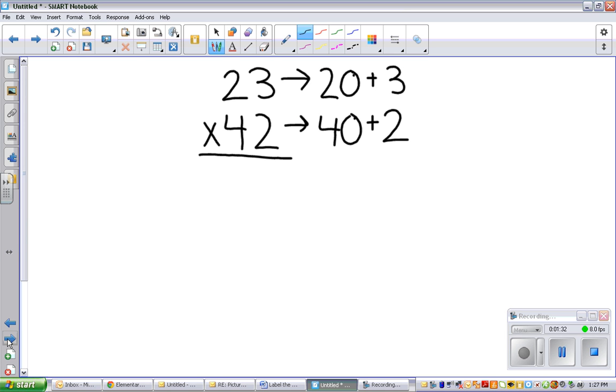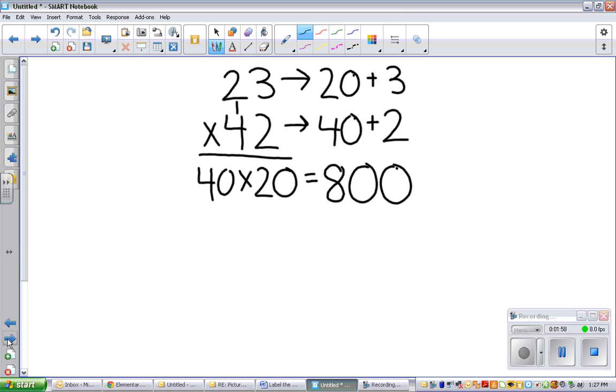To solve this problem, I need to multiply each value on the top by each value on the bottom. And the way I like to help remember that I'm solving each part is using a little bow tie. So I'll begin by multiplying the 4 times the 2, which we know is really 40 times 20. 40 times 20, I use my basic fact of 4 times 2, that gives me 8, with 2 zeros is 800.